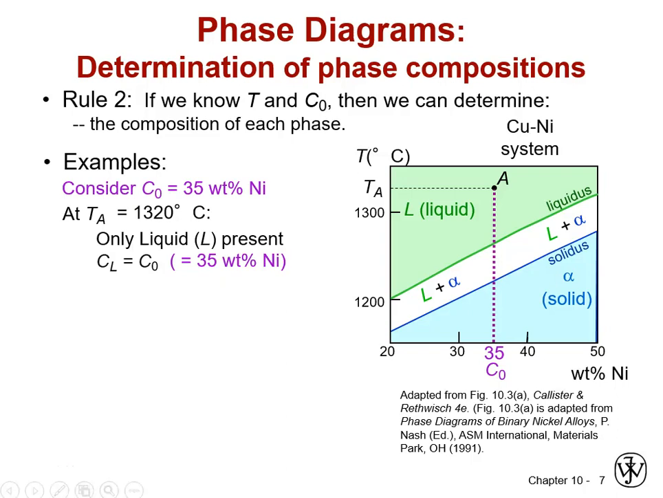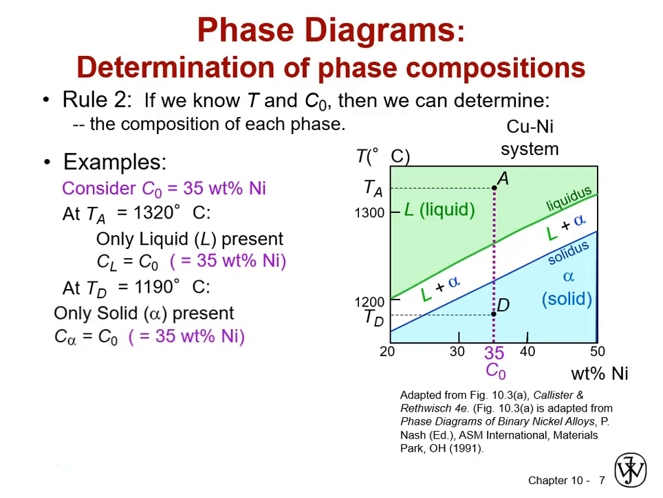So there's the composition. The overall composition in phase diagrams is usually referred to as C naught, or C sub 0, and that's the composition of the whole alloy, which will typically be different than the composition of any given phase. But because there's only one phase, everything's liquid, that's also the composition of the liquid. So we're going to cool it down. We're going to cool it all the way down to 1190 degrees C.